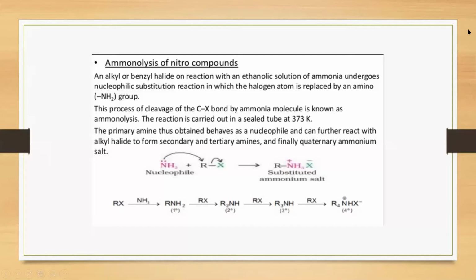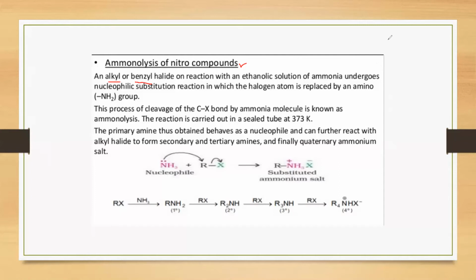The next method of preparation is ammonolysis of alkyl halides. What do you mean by ammonolysis? Like hydrolysis, where water is being broken, ammonolysis is like breaking of ammonia. So using ammonia, we are doing this reaction. Here, an alkyl or benzyl halide.